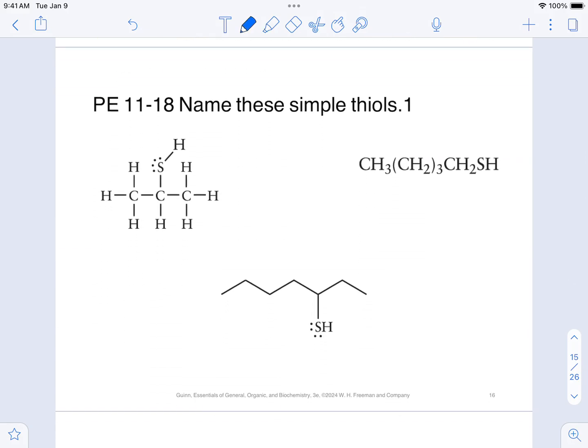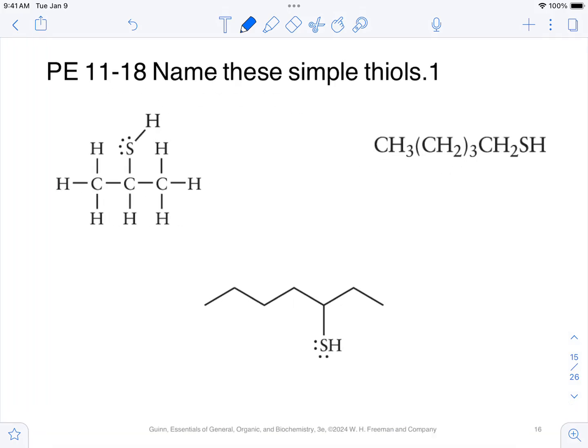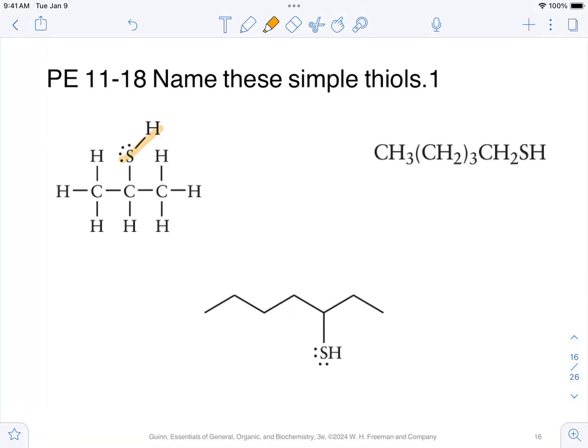Okay, name these simple thiols. I would encourage you to pause the video. So there is my thiol group. I have 3 carbons, so I know that this is a propane thiol. And it looks like it's off the second carbon, so this is 2 propane thiol.